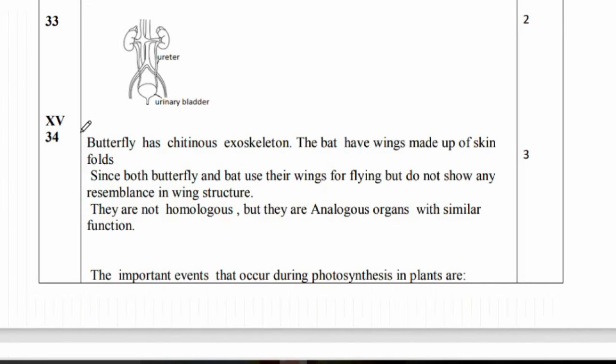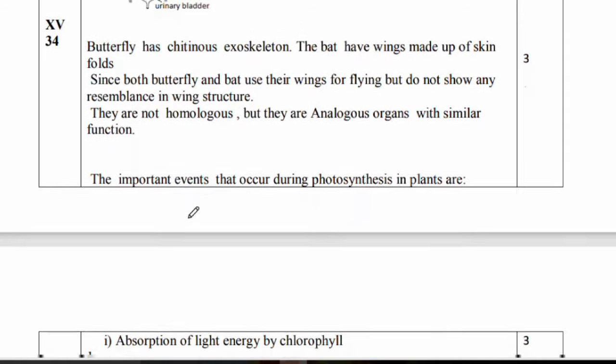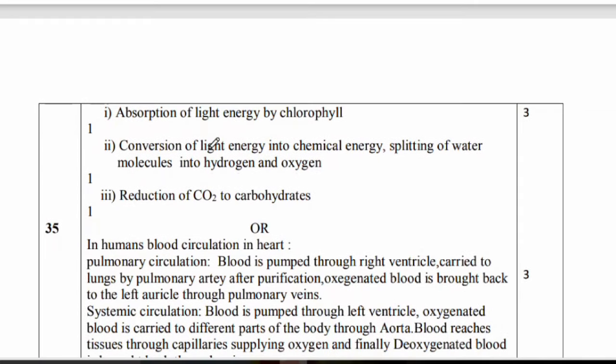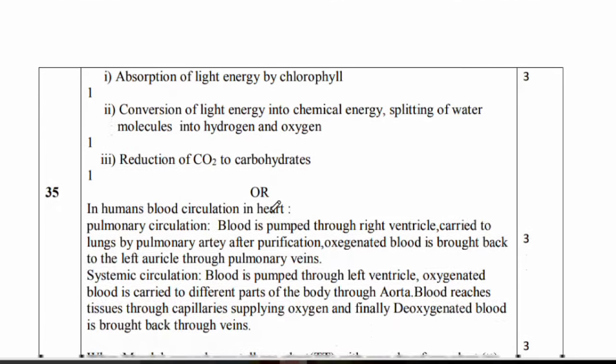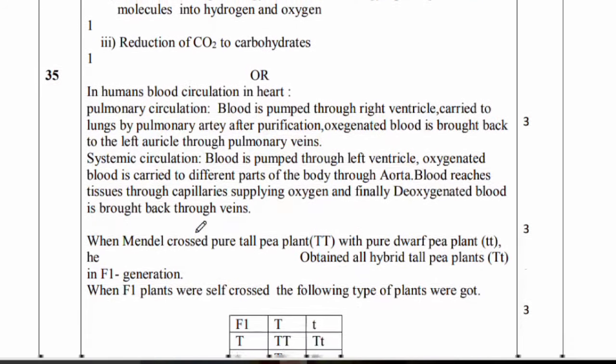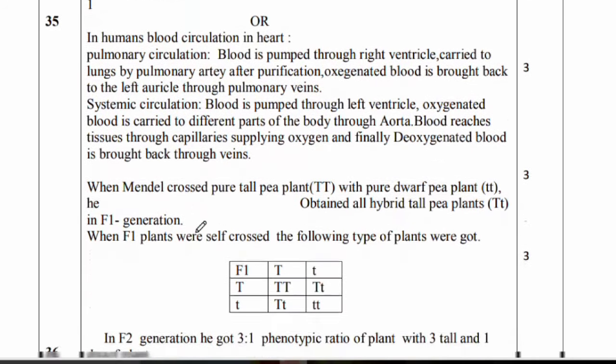If they ask about the photosynthesis process, explain how it happens. I will display it completely here, and you must practice it. First, absorption of light energy by chlorophyll. Next, conversion of light energy into chemical energy, splitting of water molecules into hydrogen and oxygen, and reduction of carbon dioxide to carbohydrates. Next, double circulation in the heart. I have given the complete explanation because it carries 3 marks, so you must write all of this.